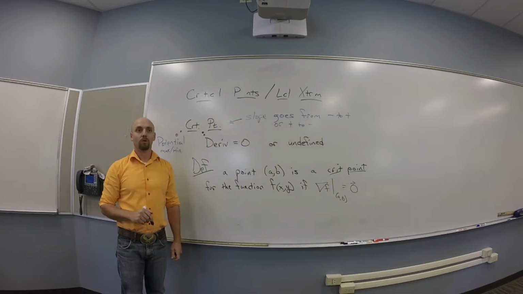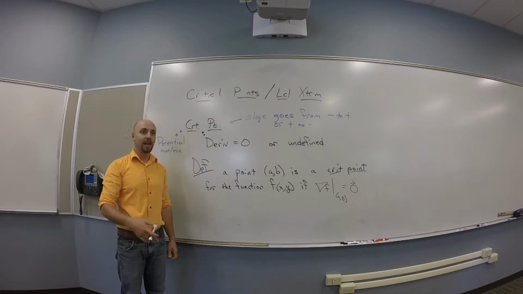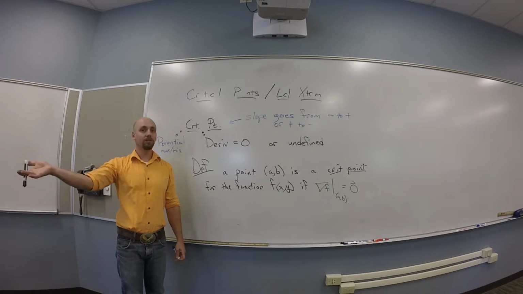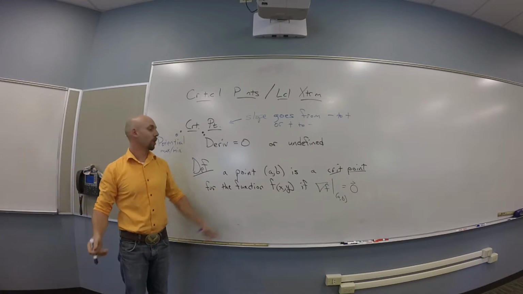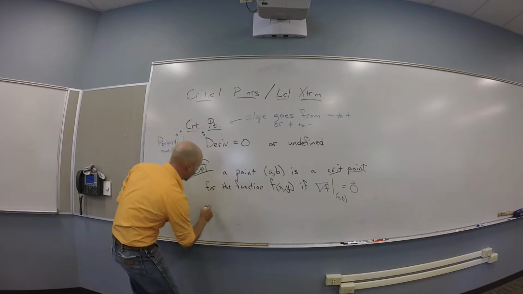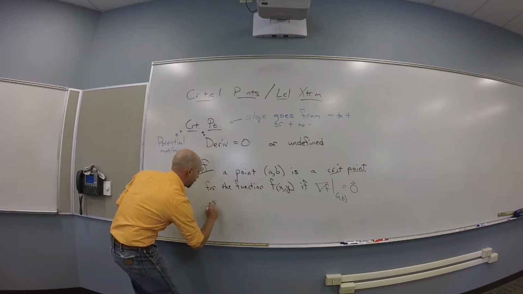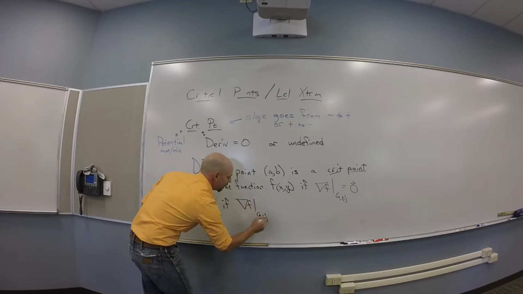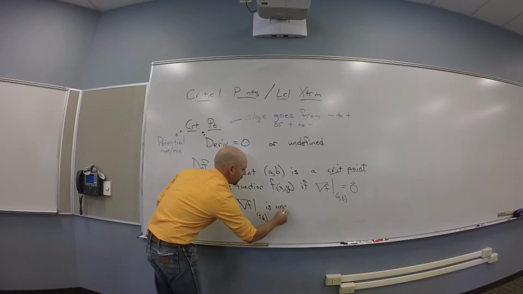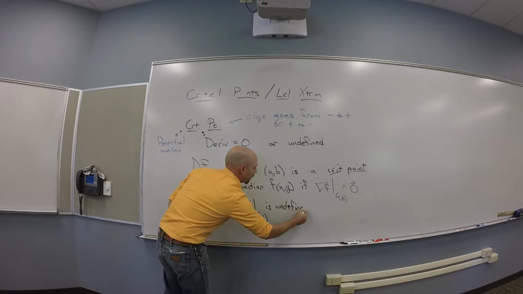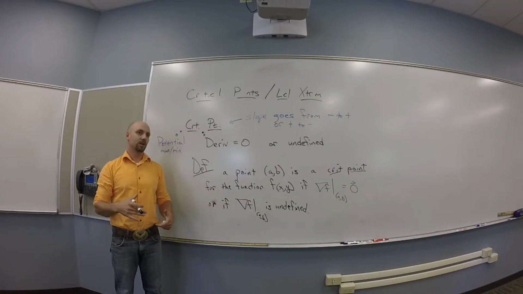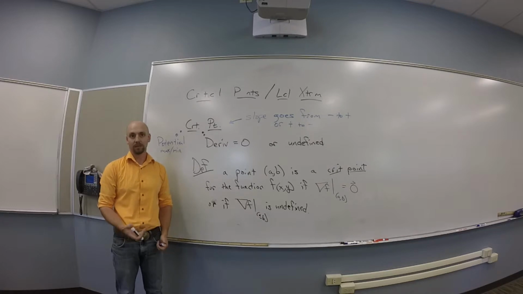You guys see that? We could also write if the directional derivative in any direction is 0. Or undefined. Good, and we still have to throw in the undefined thing. So if the gradient is 0, or if the gradient of f evaluated at (a, b) is undefined. You guys see what I'm getting at here? With any of those calculations, we're getting at the tangent plane is horizontal or doesn't make any sense.